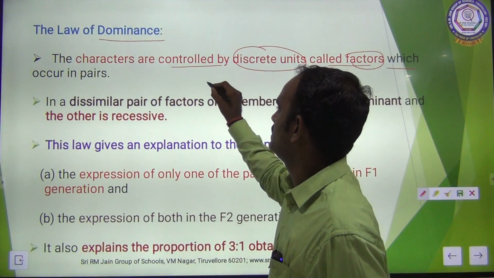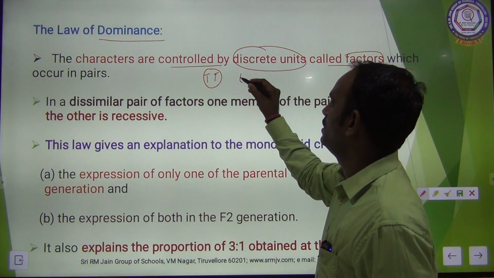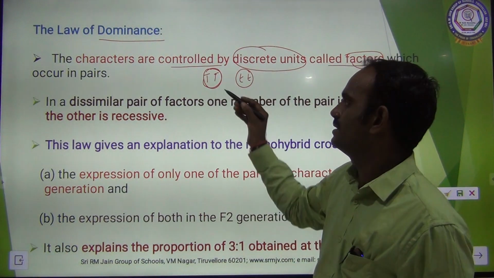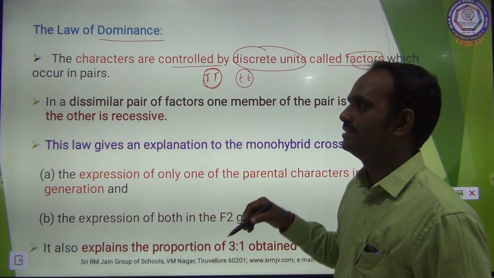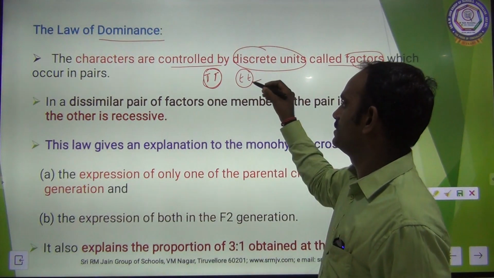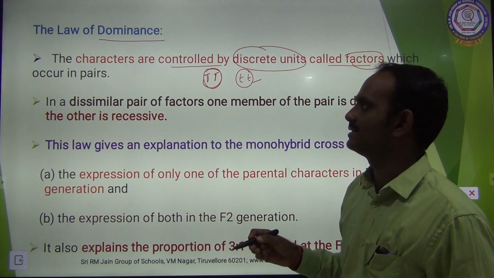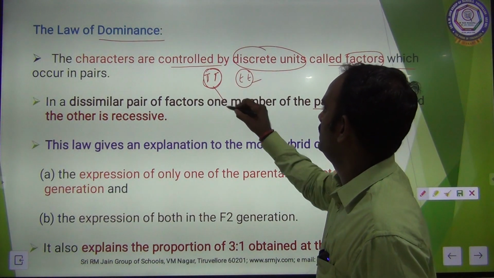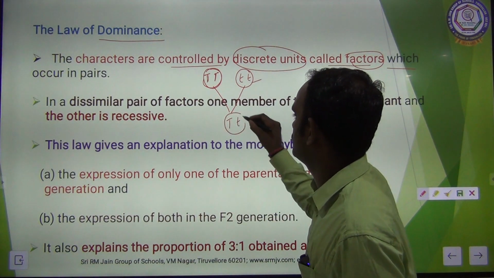I already said that alleles occur in pairs, capital T or small t. If one plant is tall, it is homozygous, capital T. Another one is a dwarf plant, it is also homozygous, it is recessive, small t. So in a dissimilar pair of factors, one member of the pair is dominant. Here is what will happen in the first generation.